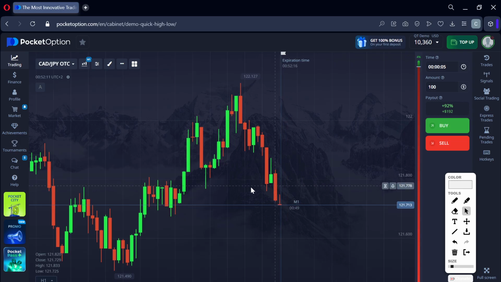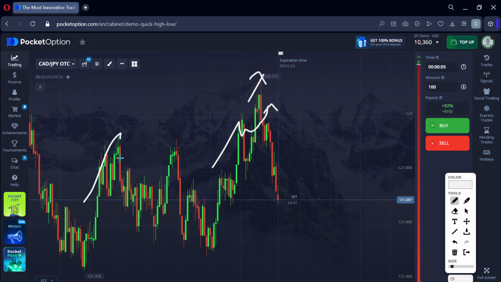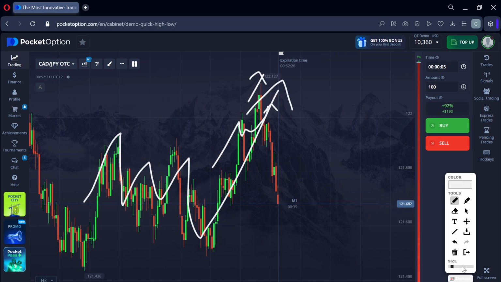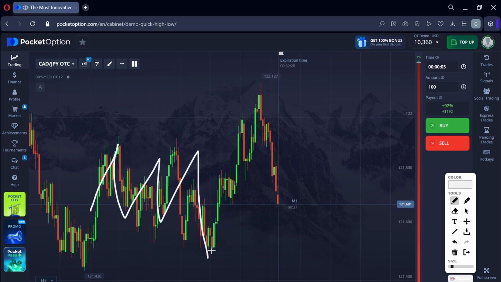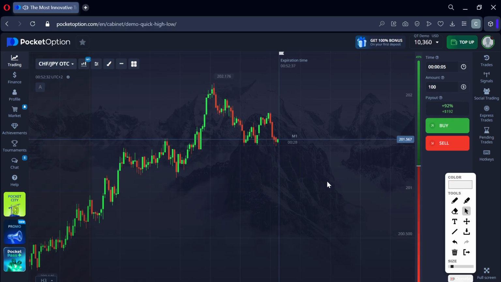So let's continue. We see that this is quite a choppy market right now. Obviously we were trying to look for buys over here to the upside because there was a clear direction to the upside. Now currently it's quite choppy. You can see there's no clear direction. When there's no clear direction like this, you don't want to be trading. It needs to be clearly going up or clearly going down, like this.